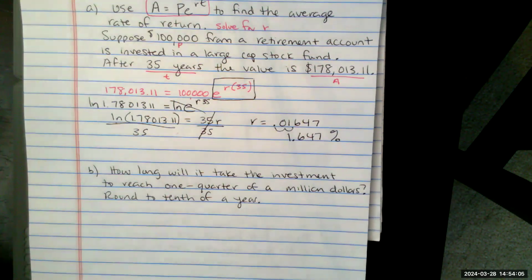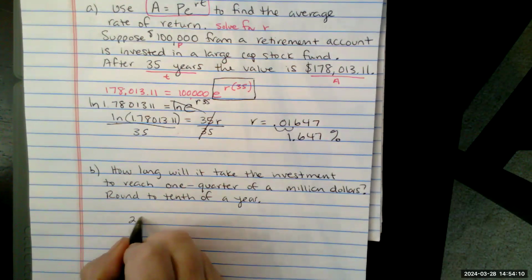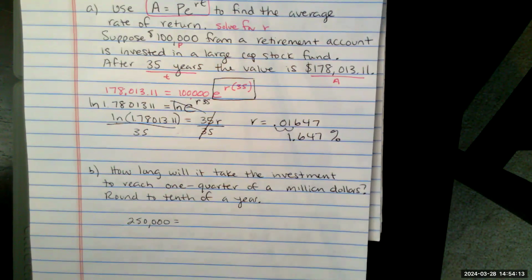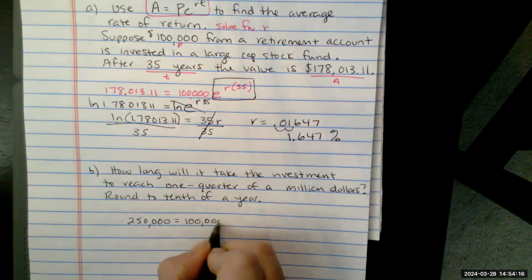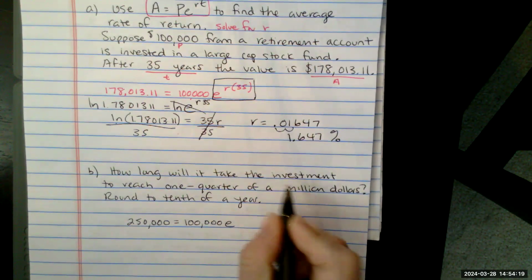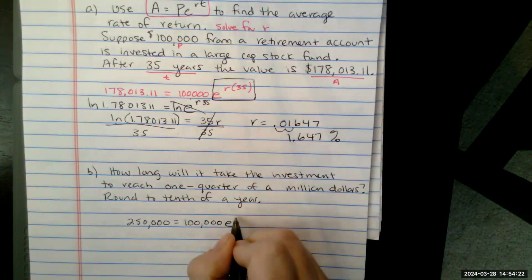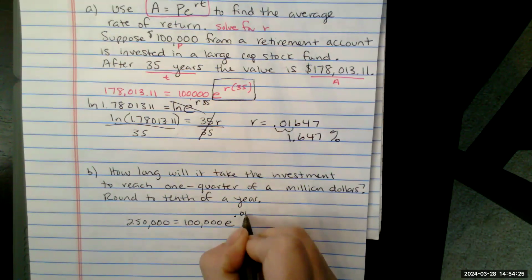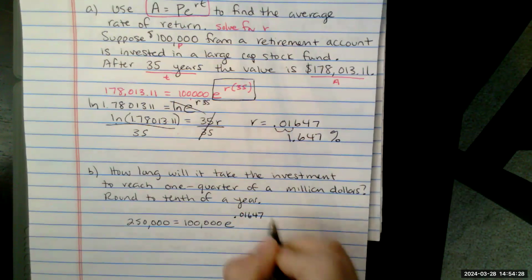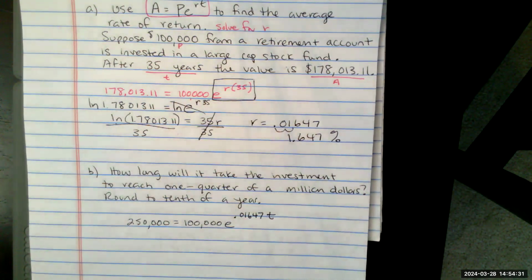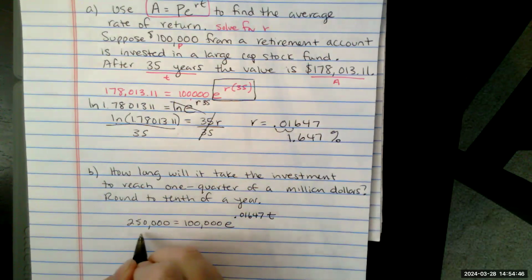How long will it take the investment to reach $250,000? That's $250,000. Again, we started by putting in 100,000, and now we know the rate, so I'm just going to put in this whole thing to keep it as accurate as possible. And this time we don't know the T. We're trying to find out how long it would take to do this. So again, we're going to divide first: the 250,000 divided by 100,000. So that's 2.5.